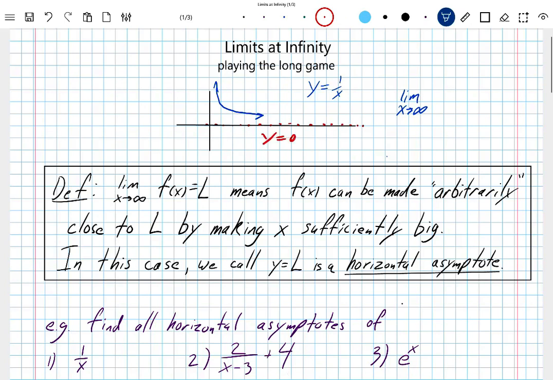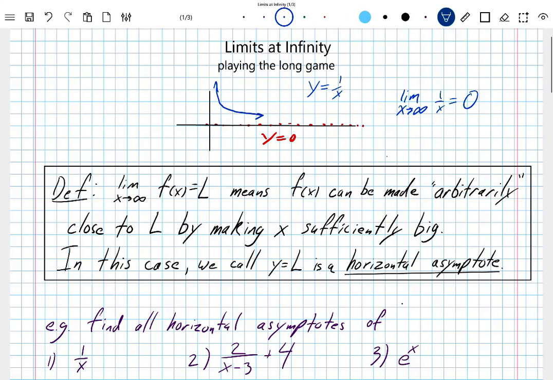Okay, and I hope you know, or it sounds familiar, that is a horizontal asymptote. It's getting closer and closer, as close as I want even. And so in this case, we'd write the limit as x goes to infinity of 1 over x is equal to 0.